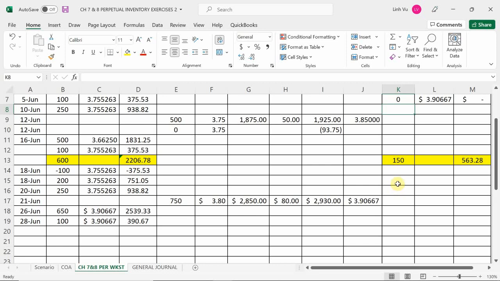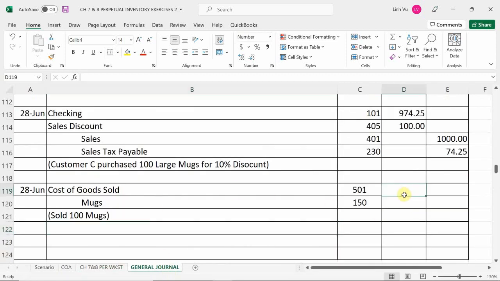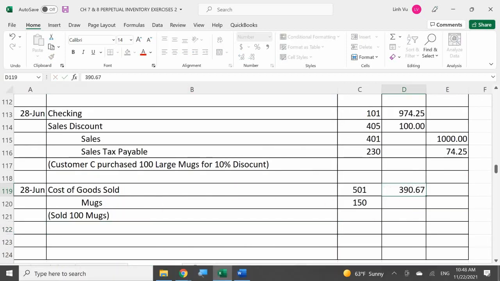So again, the cost of goods sold was $390.67.